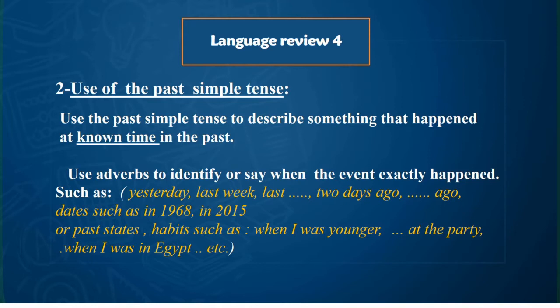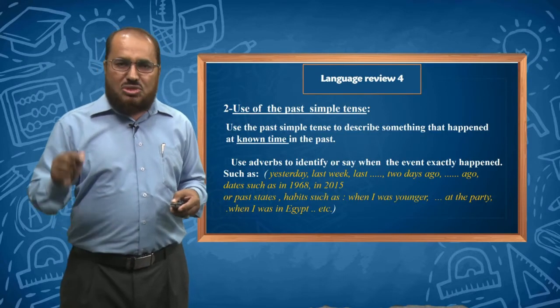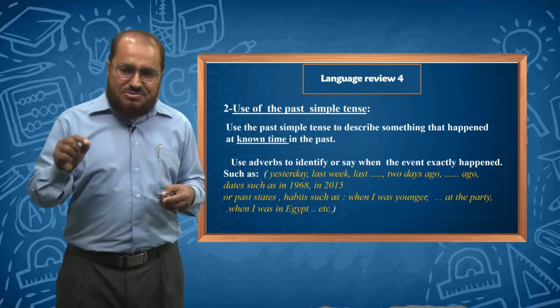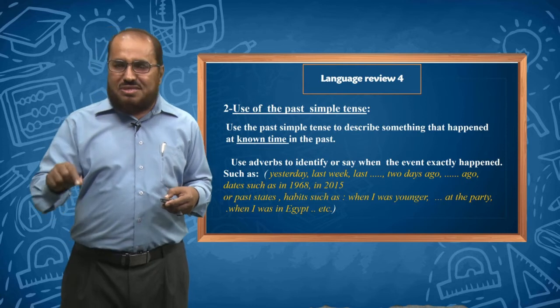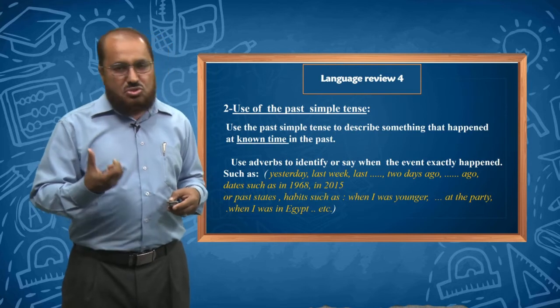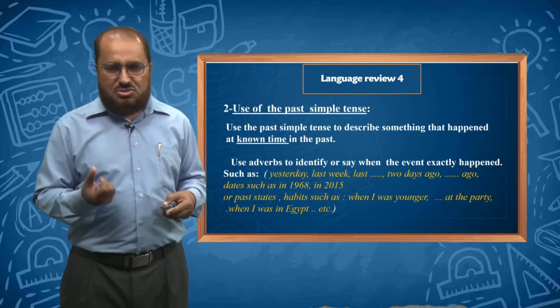Now let's go for the past. What's the past simple used for? The past simple is used to express or to describe something that happened in the past at a known time. Known time, specific time in the past. Adverbs can be used here with the past to tell when that happened. Use the adverbs to identify or to say when the event, when the action happened.